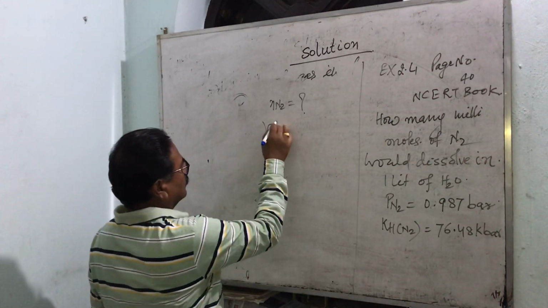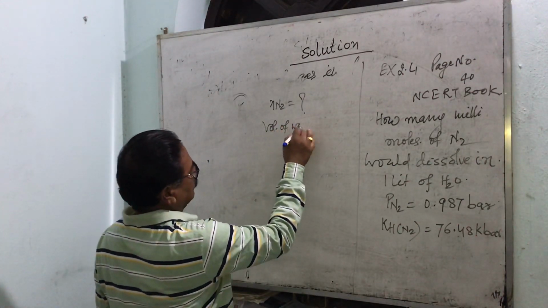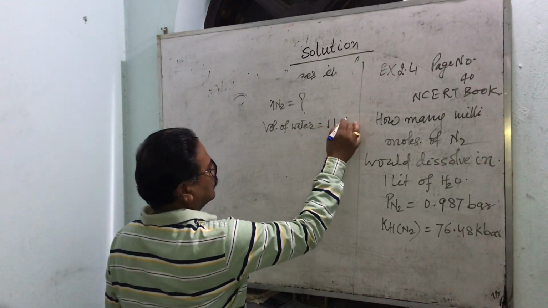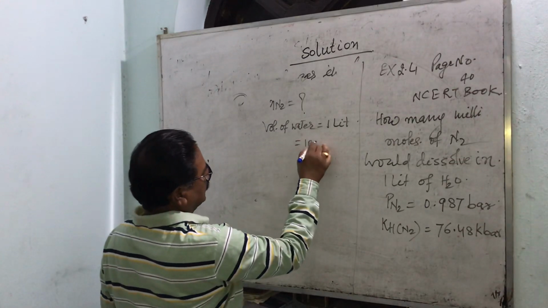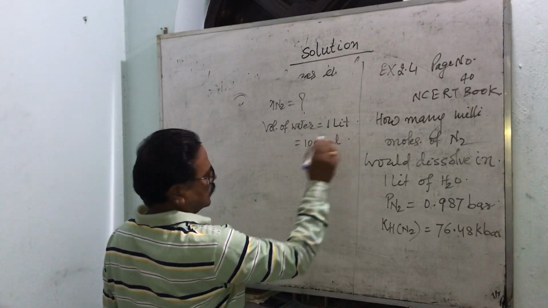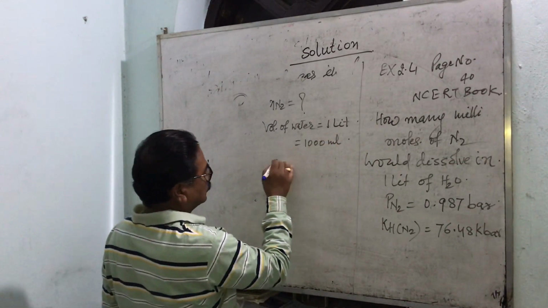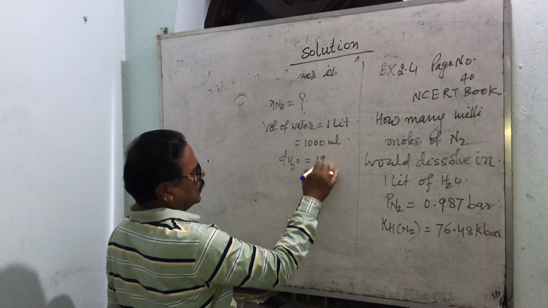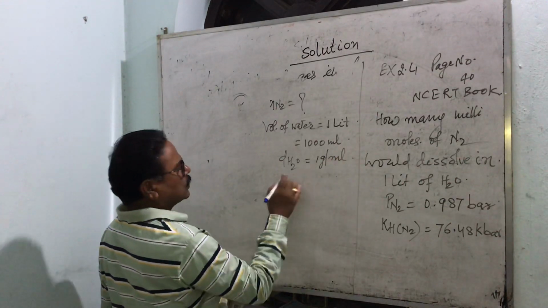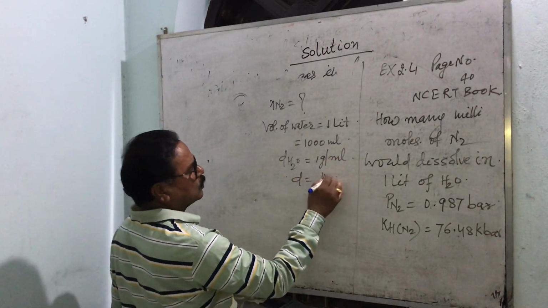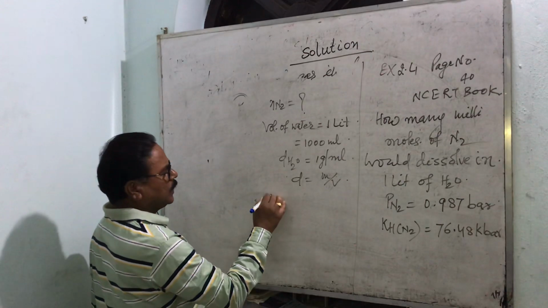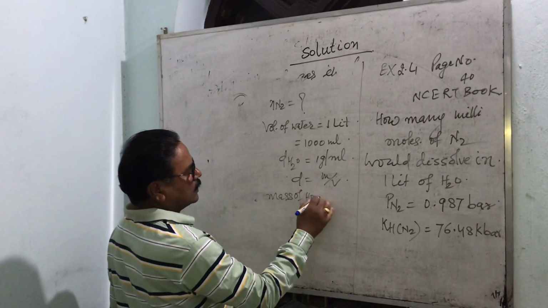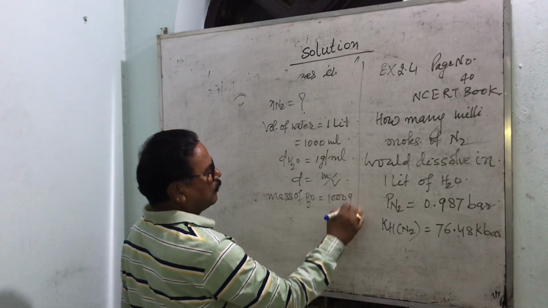First we write the data. Volume of water is 1 liter. If we take it in milliliters, then 1000 milliliters. The density of water is 1 gram per milliliter. We know that density is equal to mass by volume, so the mass of H2O comes to be 1000 gram.